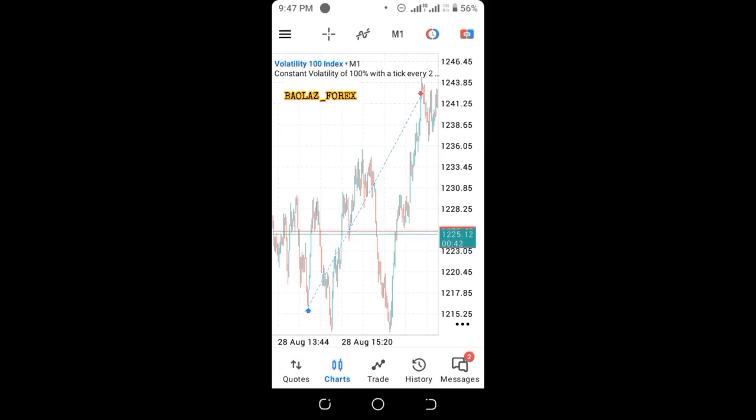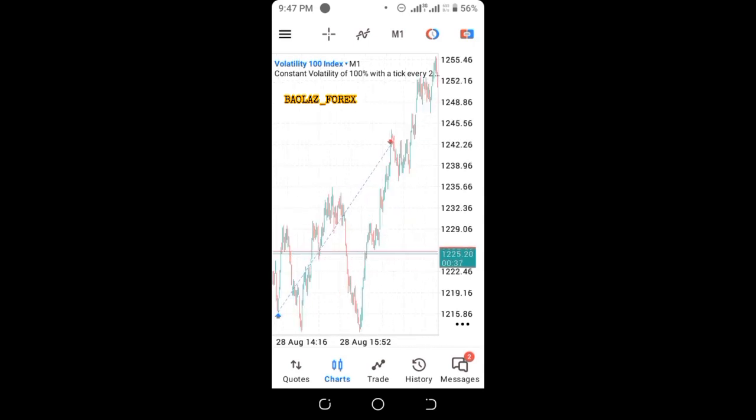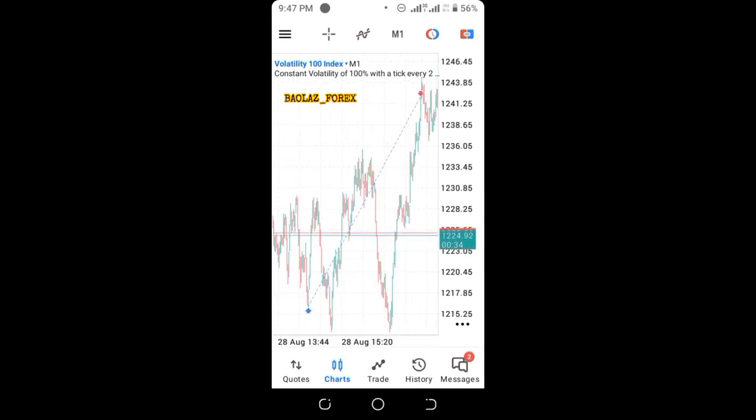So this is a trade I took earlier today. I was just coming back to check, and it has hit the take profit. I want to take you through the simple steps on how I enter this trade, what I looked out for before I enter, and my targets and stop loss.